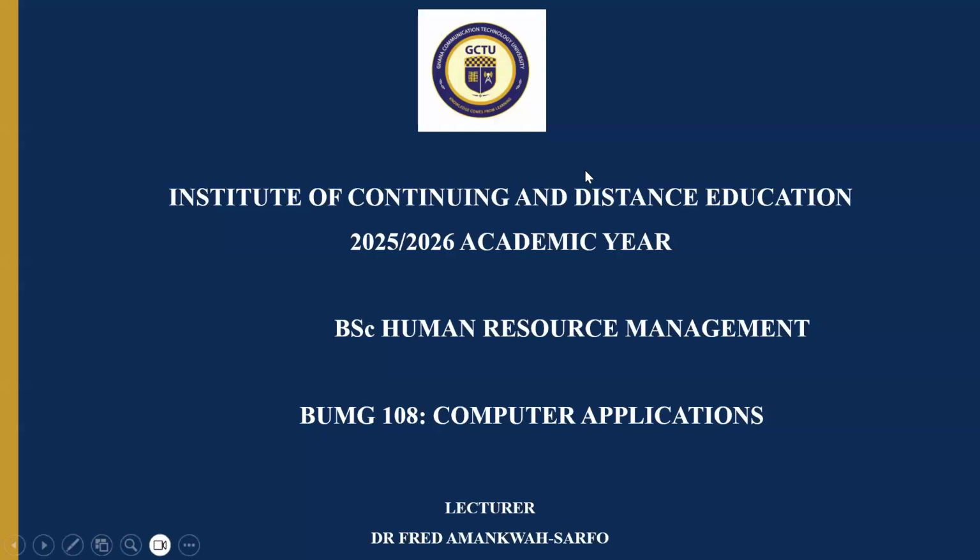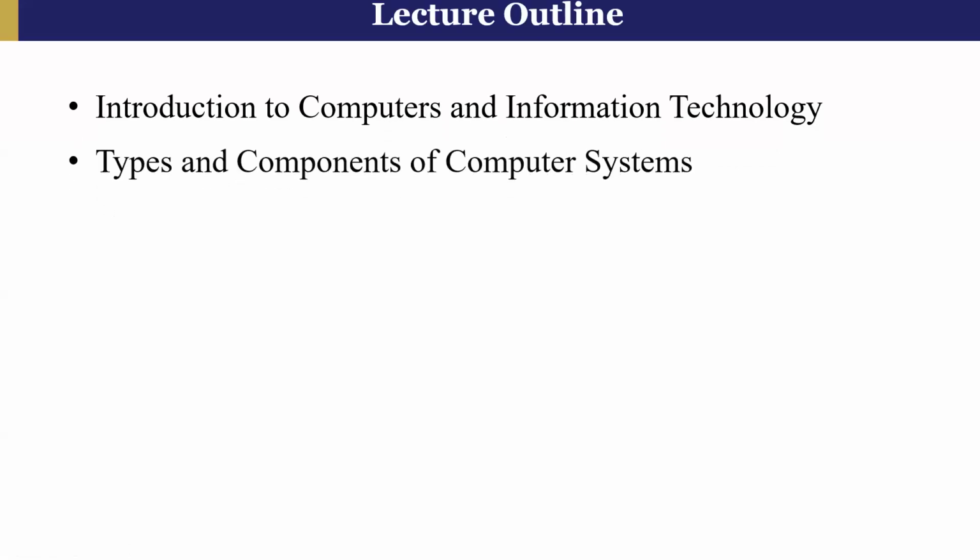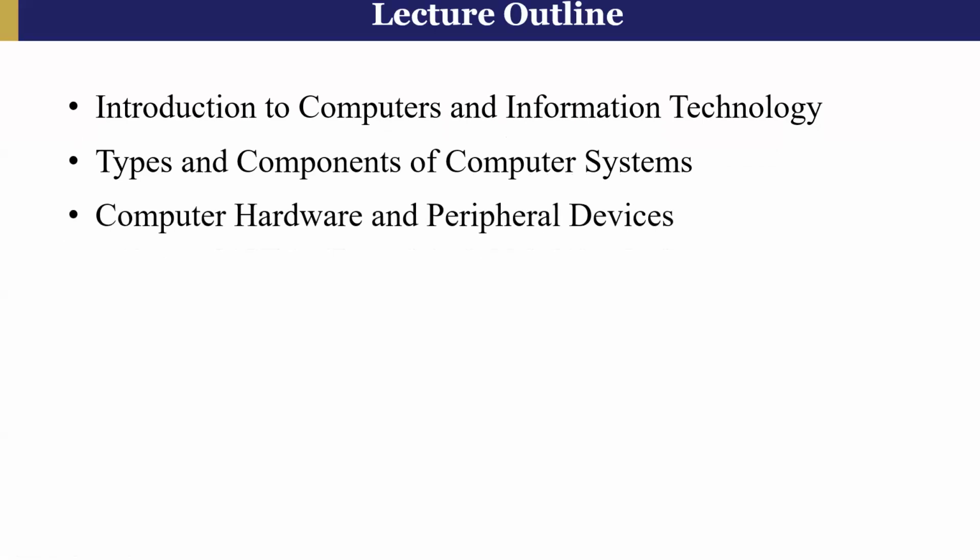Okay, all right. So we are going to go to the Institute of Continuing and Distance Education, BSc Human Resource Management, and we are looking at computer applications and end user applications. Our lecture outline will begin with introduction to computers and technology. We'll look at types and components of computers, computer systems. So there's computer and also computer systems. Then we have the hardware and the peripherals, like we mentioned in the course outline.